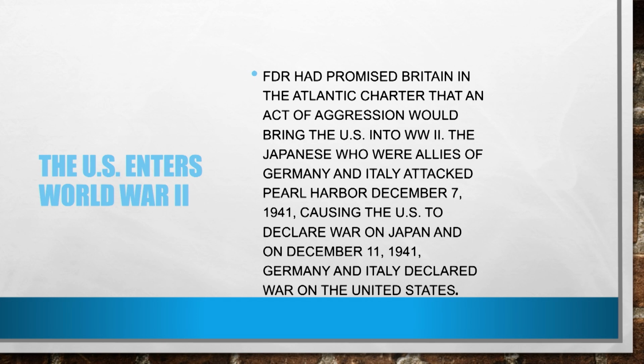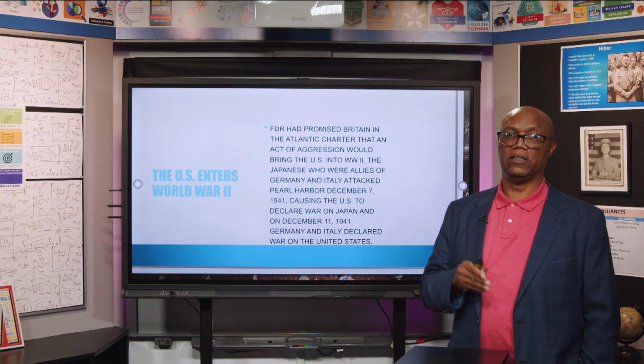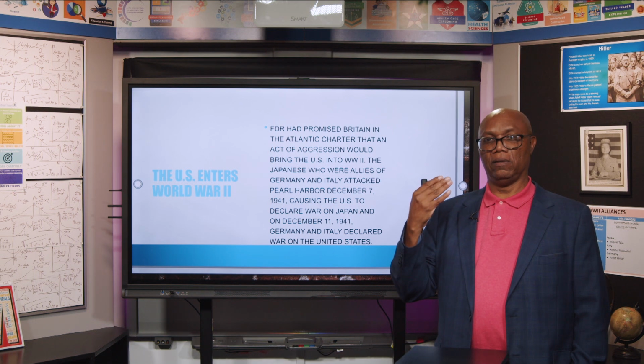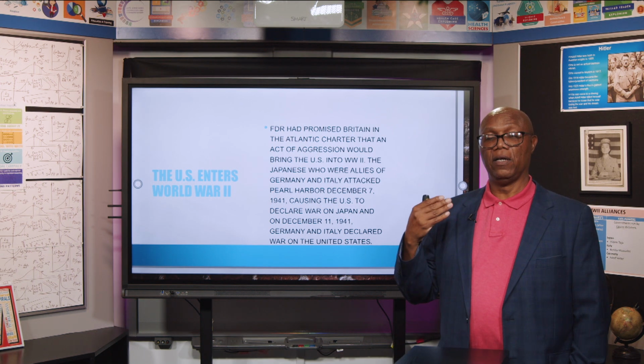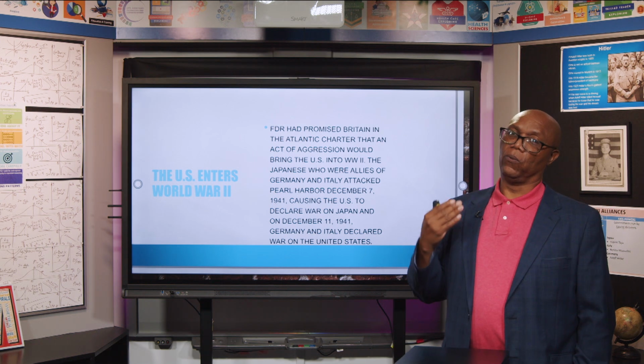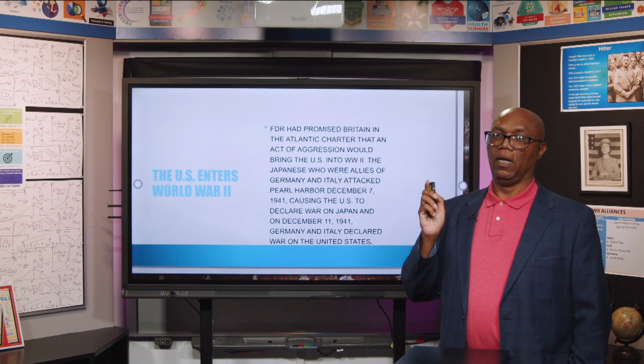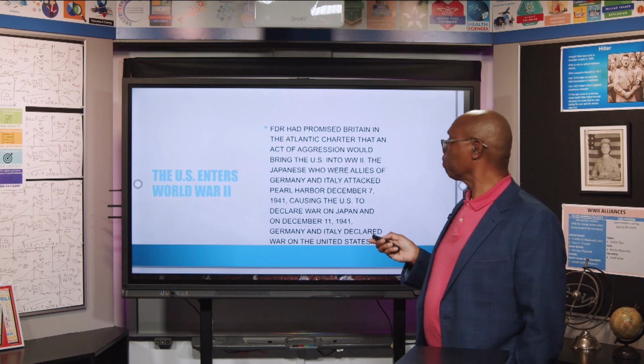And in World War II, it's going to be the Japanese attack on Pearl Harbor on December 11, 1941. And because of that, because the Japanese were the allies of Germany and Italy, when they attack us, we declare war on Italy, Germany, and of course Japan.